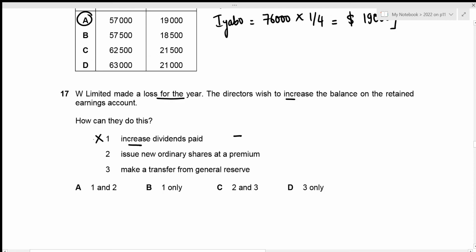Then the second one is to issue new ordinary shares at a premium. Whenever there is new ordinary share issuance at a premium, it does not affect our retained earnings at all. So we cannot increase the balance on the retained earnings by issuing new ordinary shares. That is incorrect.